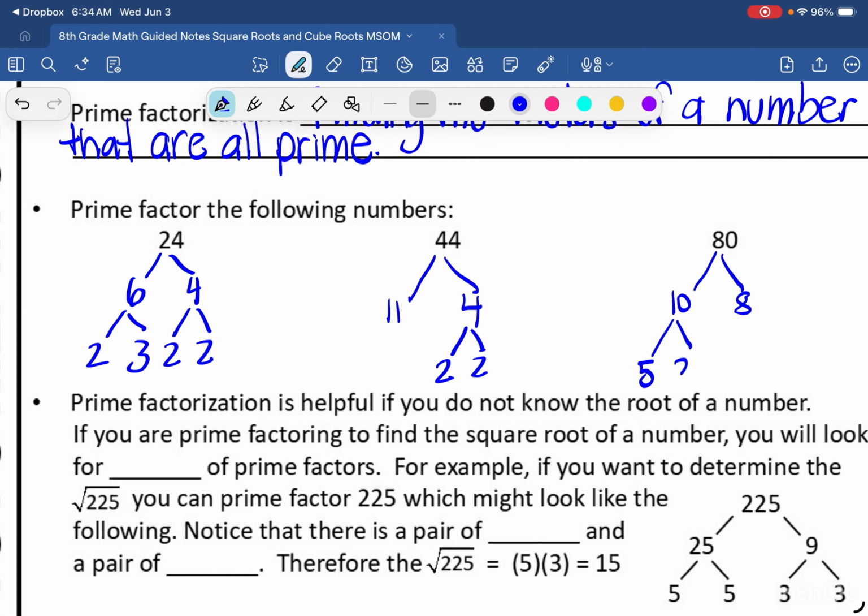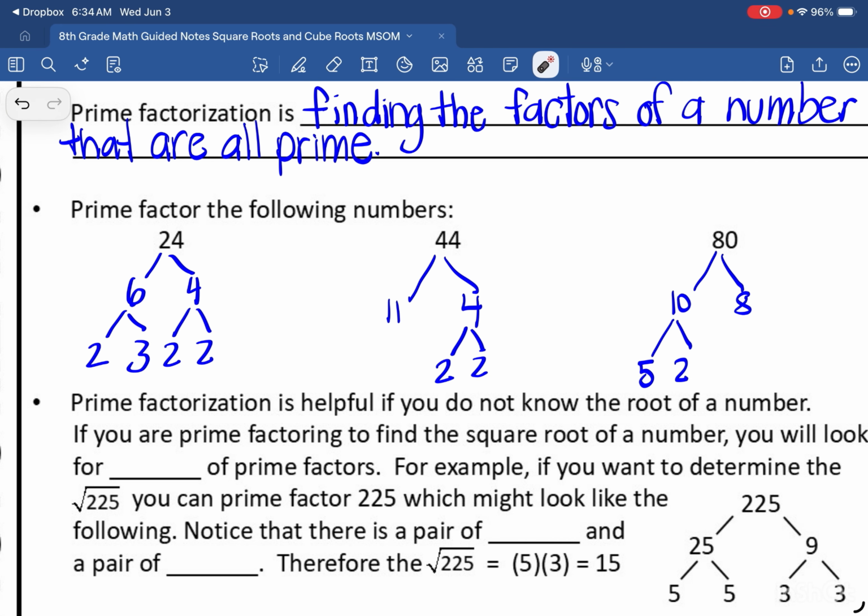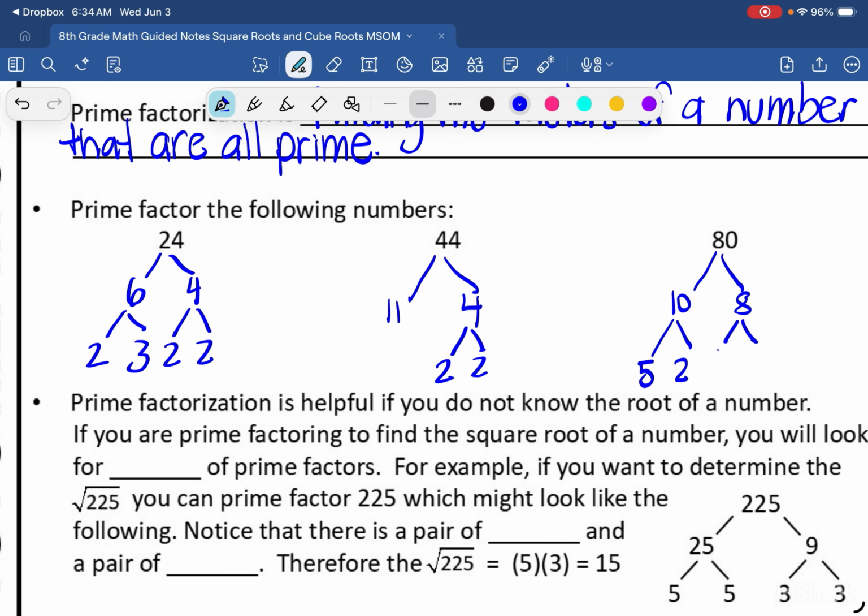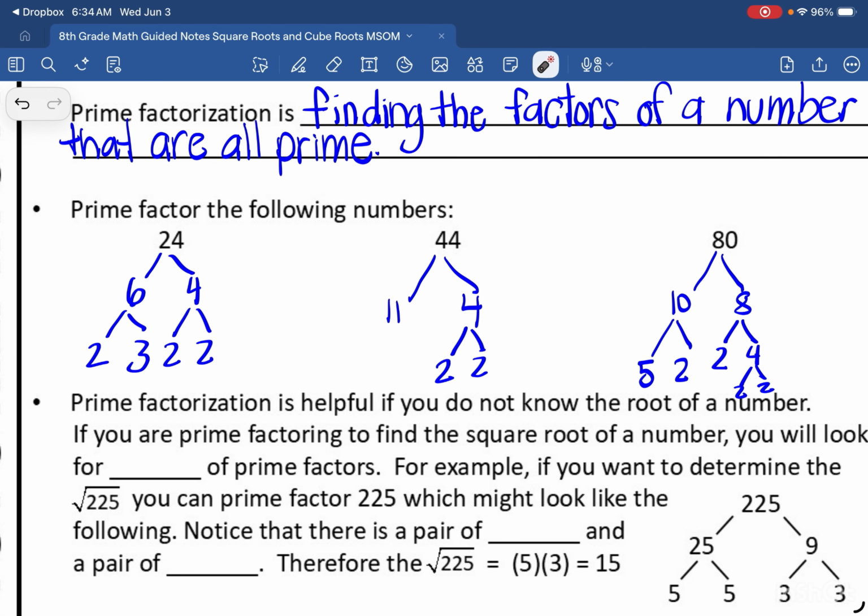10 is 5 and 2, which actually are both prime, so we'll stop there with those ones. With 8, we can do 2 and 4. 2 is prime, but not 4, so then one more with 4. That's 2 times 2. So 5 times 2 times 2 times 2 times 2 gives me 80.